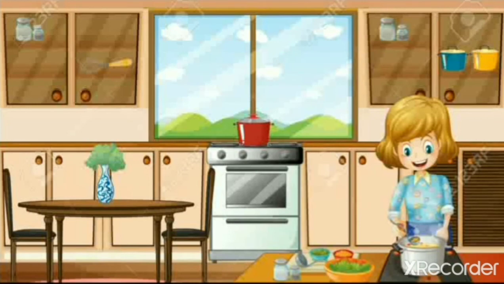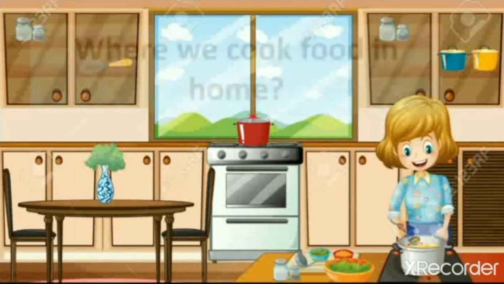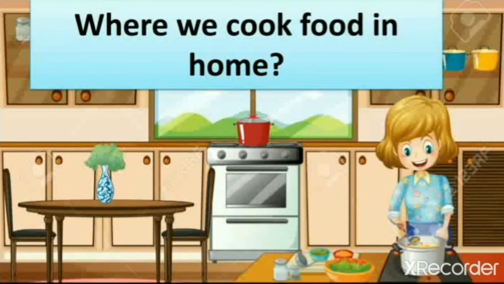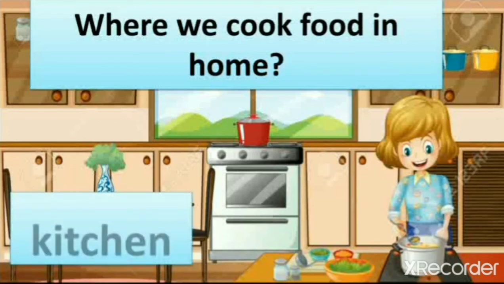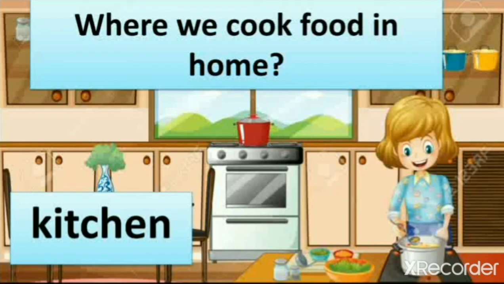So here, what is that picture? It shows where we cook food. In our home we cook food in the kitchen. In the picture of the kitchen, one lady is making food. Like that, the plant gets food from the leaf. So the leaf is a place where the plant cooks food. That's why the leaf is known as the kitchen of the plant.